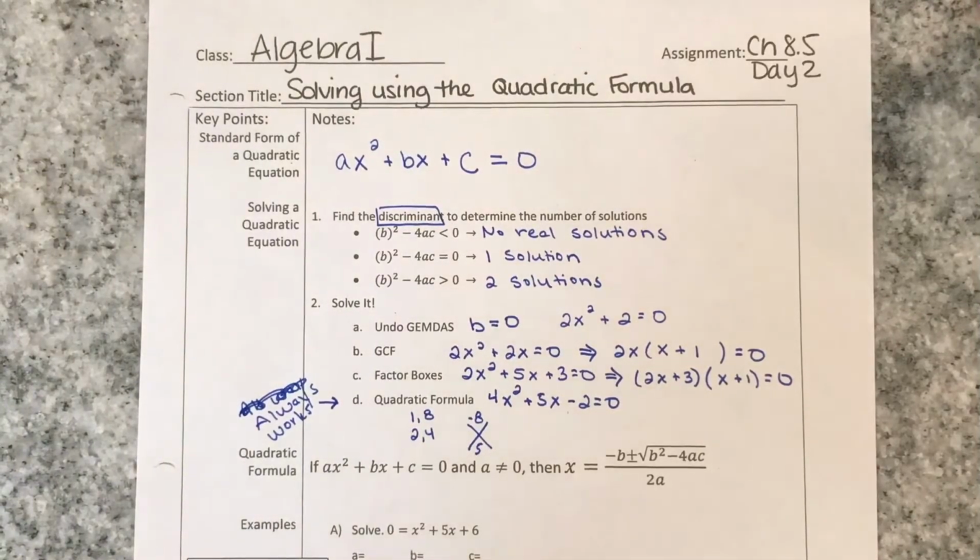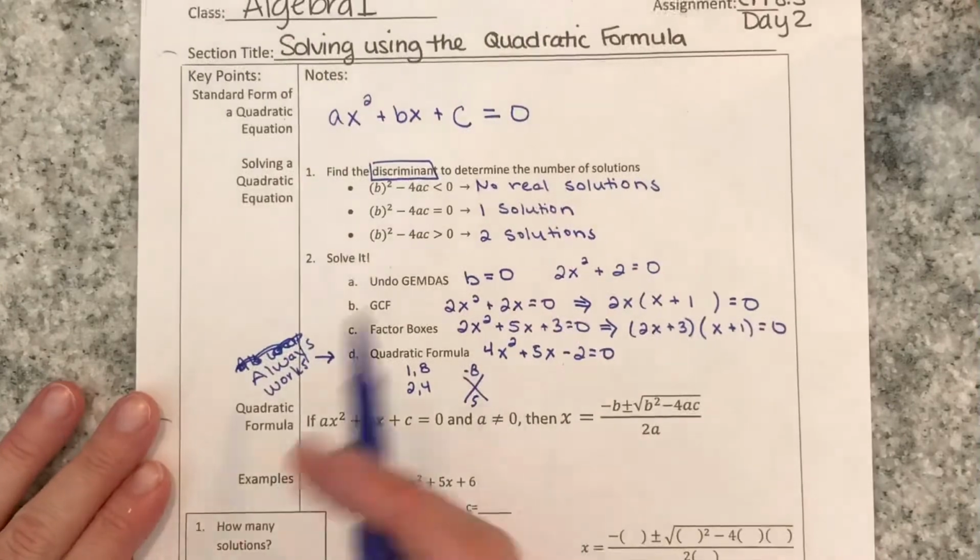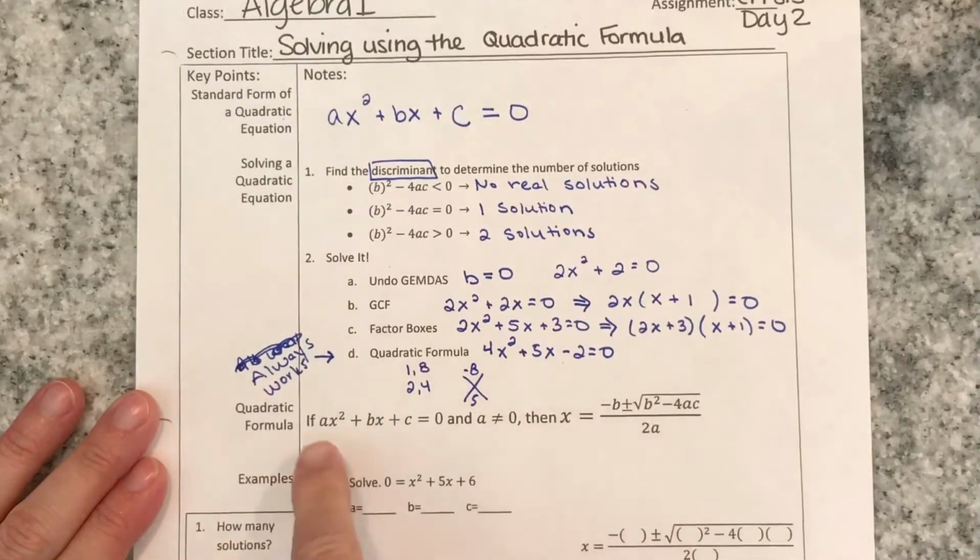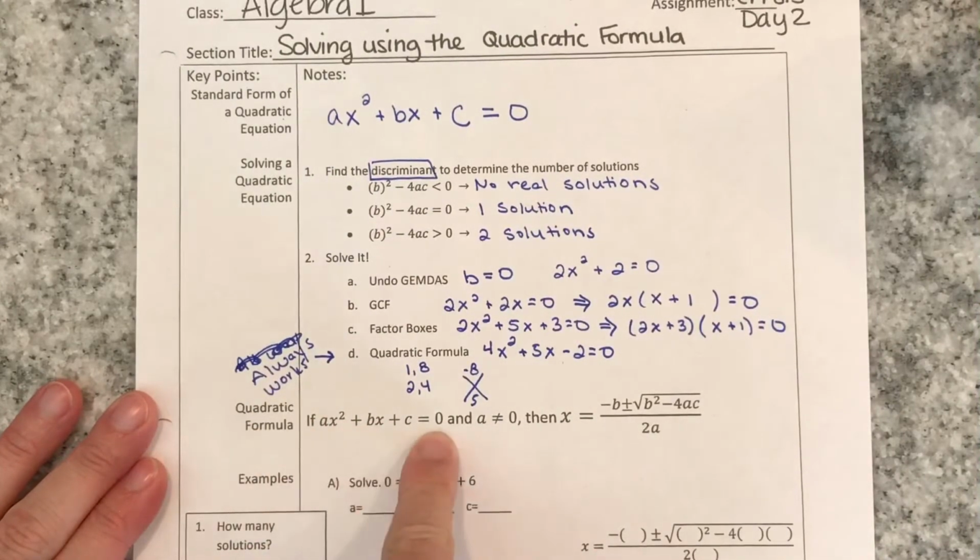Okay, hopefully you have already watched the video about why we have the quadratic formula. Now we're going to show how to use the quadratic formula. So the quadratic formula starts from you have to have a quadratic in standard form. So something is equal to 0.